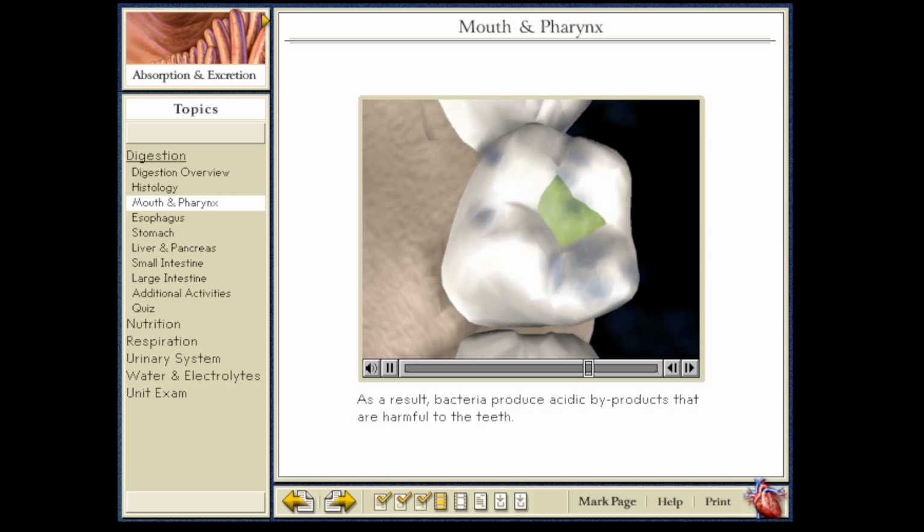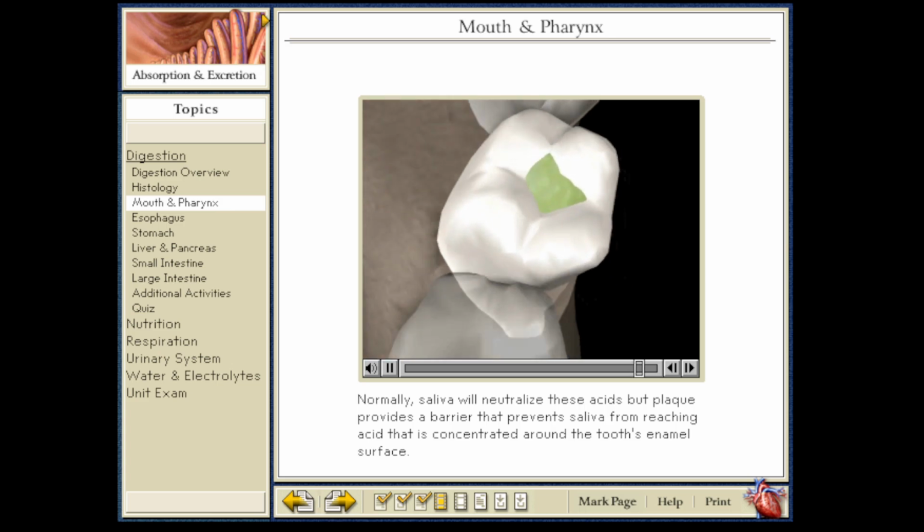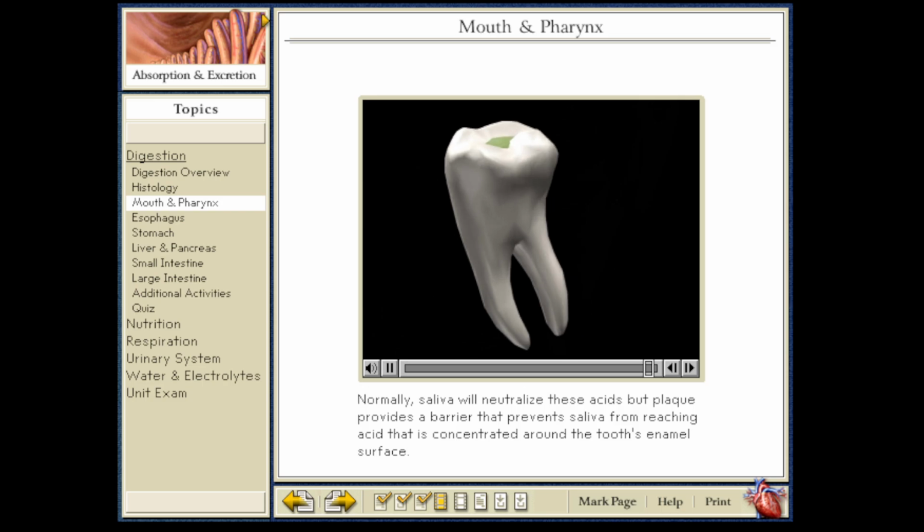As a result, bacteria produce acidic byproducts that are harmful to the teeth. Normally, saliva will neutralize these acids, but plaque provides a barrier that prevents saliva from reaching acid that is concentrated around the tooth's enamel surface.